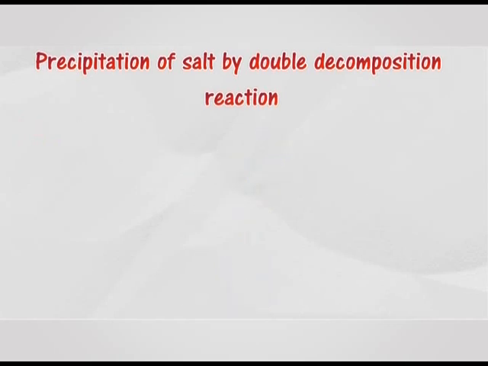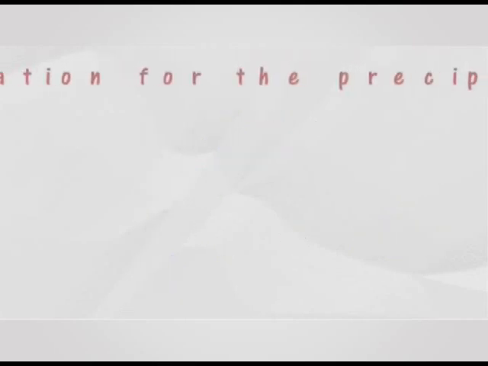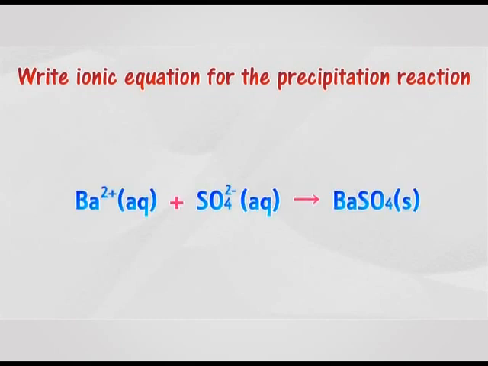They are then filtered and rinsed with distilled water and dried using filter paper. Easy way to write the ionic equation for the precipitation reaction: identify the insoluble salt that is formed and write it at the right side of the equation. Separate the ions of the insoluble salt and write them at the left side of the equation.